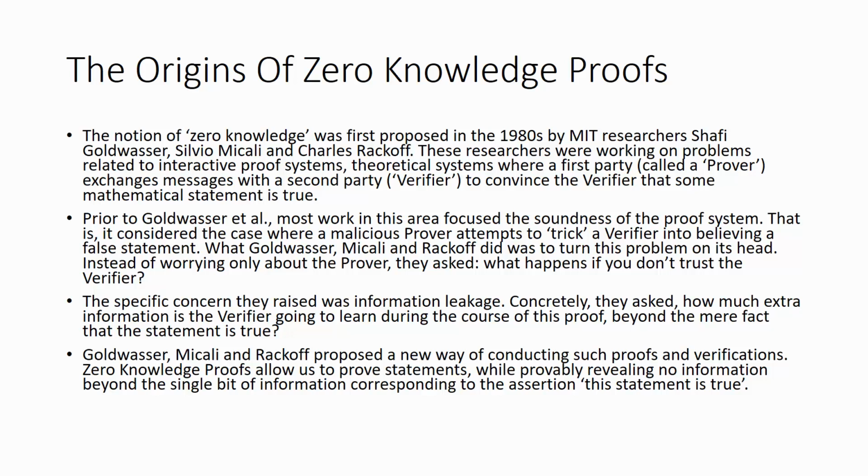Now, Goldwasser, Micali, and Rackoff turned this problem on its head, and instead of worrying about the prover, they asked what happens if you don't trust the verifier? How much information are we leaking to the verifier? What about our privacy? How is he going to use all this information? So the problem was then phrased as: what is the way of proving something to a verifier without disclosing too much or any information other than the assertion that my proof is true? I know something. Bob is my friend. That was the origin of zero knowledge proofs.